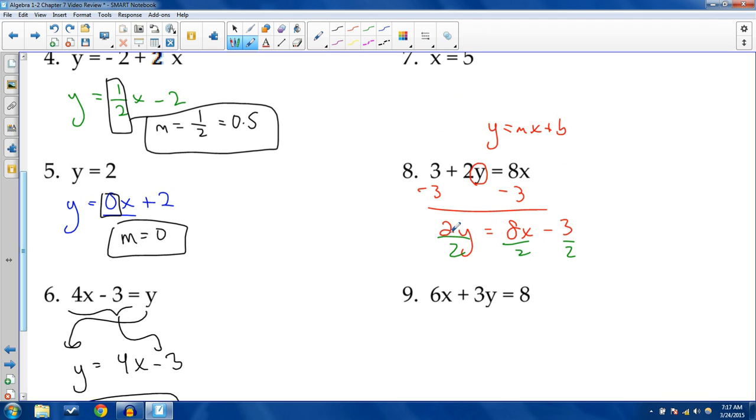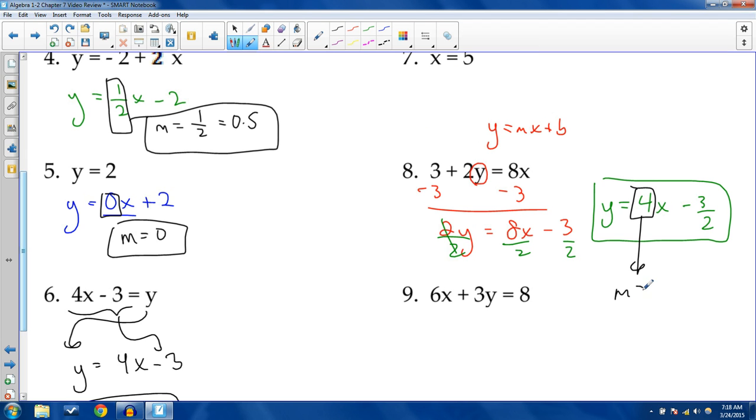Don't forget it was negative. So this becomes y equals 8 over 2, which is 4x, and then minus 3/2, or 1.5 if you'd like to say. If you were to graph this, it might be difficult because of the fractional y-intercept, but your slope is what you're looking for, and your slope, once again, is 4, or 4 over 1.